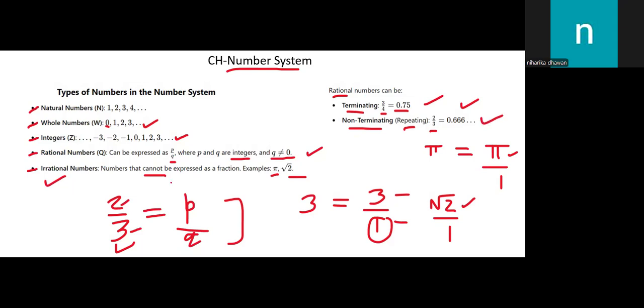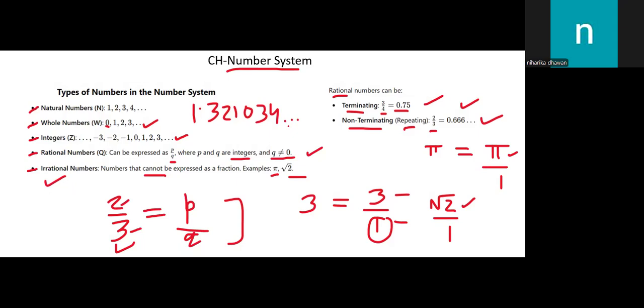Now, what about the numbers which are non-terminating and non-repeating? So, all those numbers which are non-terminating and non-repeating are irrational numbers. Like we can take, for example, 1.321034 and so on. Now here I can see it is non-terminating, which means it is not ending. The digits after decimal are not ending anywhere.